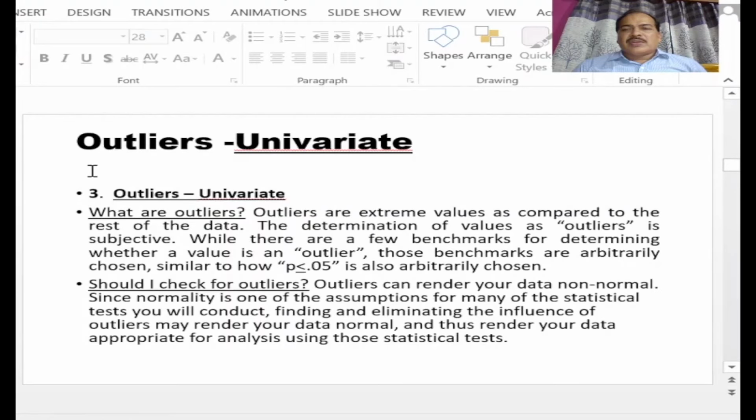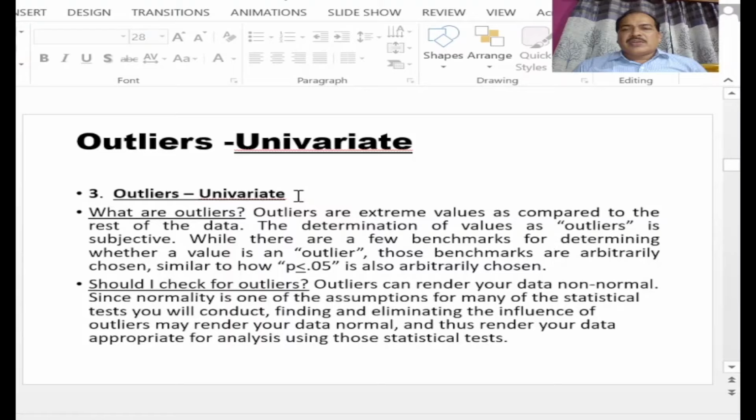Another issue which we also encounter in the data analysis, or before the data analysis, is the problem of the outlier. Outliers can be of two types. It can be univariate or it can be multivariate as well. Outliers are basically the extreme values which are very much different, or very much deviated from the normal data. Because if we compare with the rest of the data, these values are the extreme values.